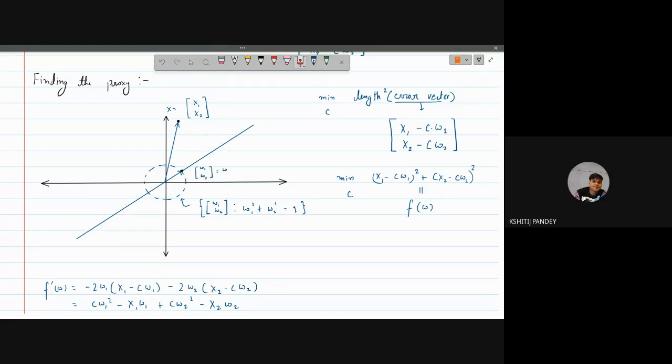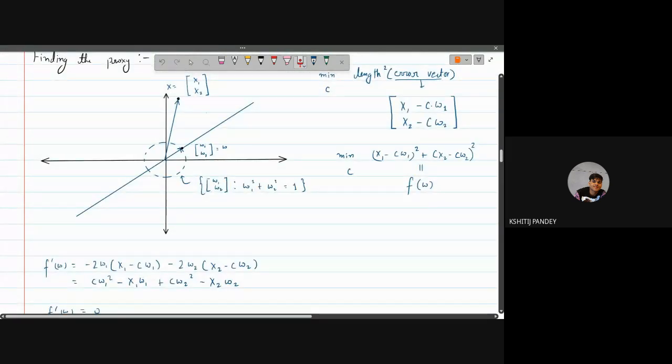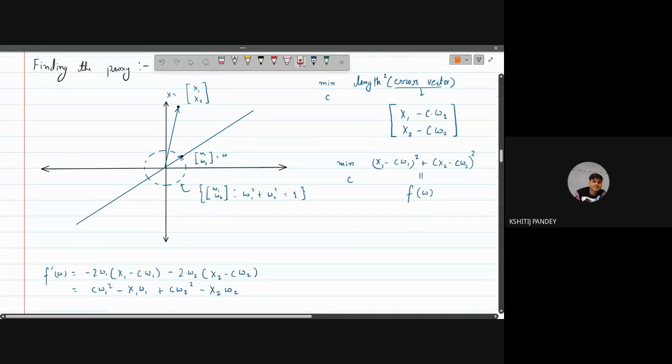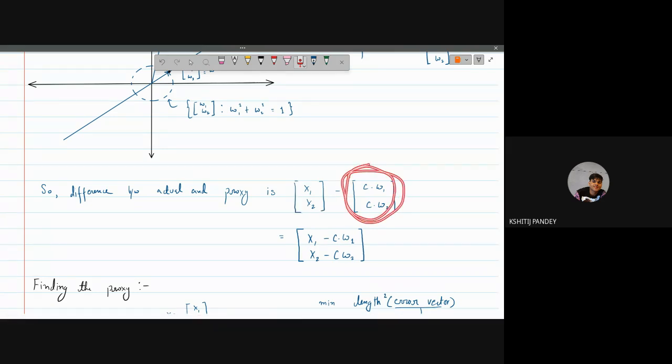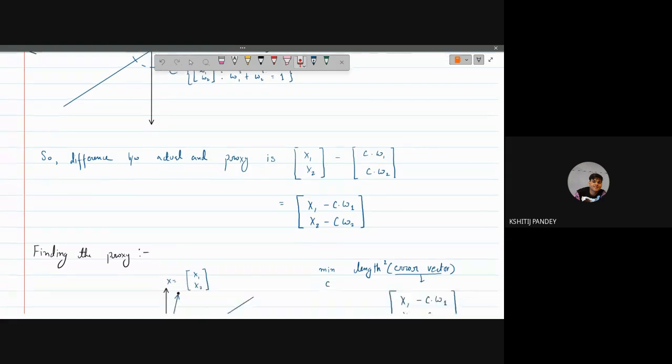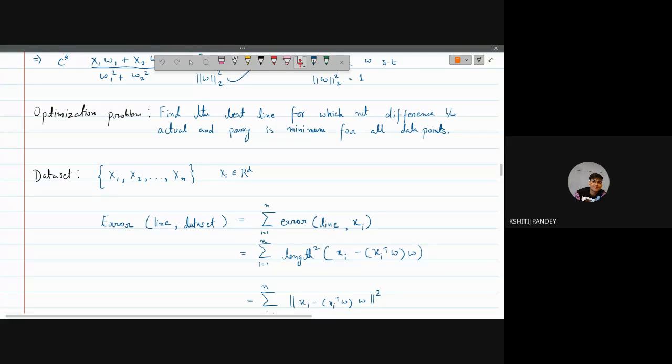So what is our problem in hand? We have to find a line such that the difference between the actual point and the proxy we are taking is minimum for all the points. Here I have stated the problem: find the best fit line for which the net difference between actual and proxy is minimum for all data points. Is that clear? Yes, sir.